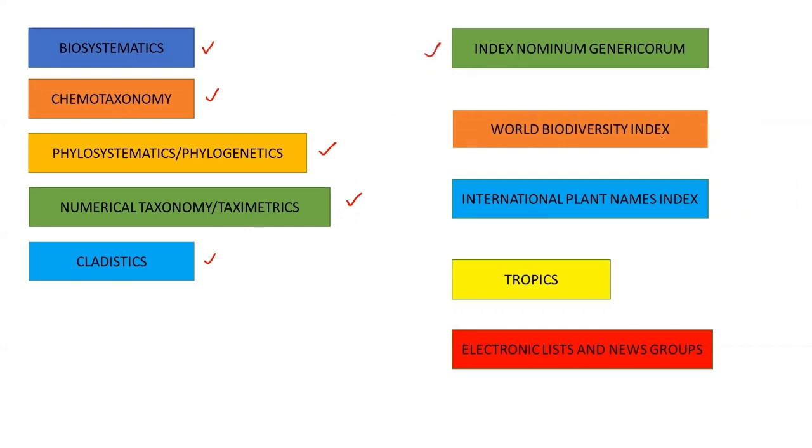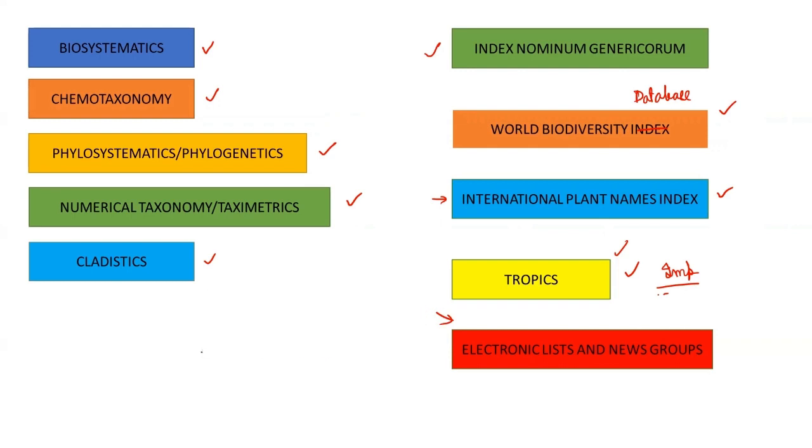Then World Biodiversity Database, this is a database. Then who developed it, who maintains it, what it is, and to which museum it is related, you should know that. Then you should have a rough idea about the International Plant Name Index, what it is and what it contains, how many names it contains. Then what is Tropicos, this is very important, who maintains it and what it is, what is the significance of Tropicos. And then what is an electronic list and the news group, that is also very important.